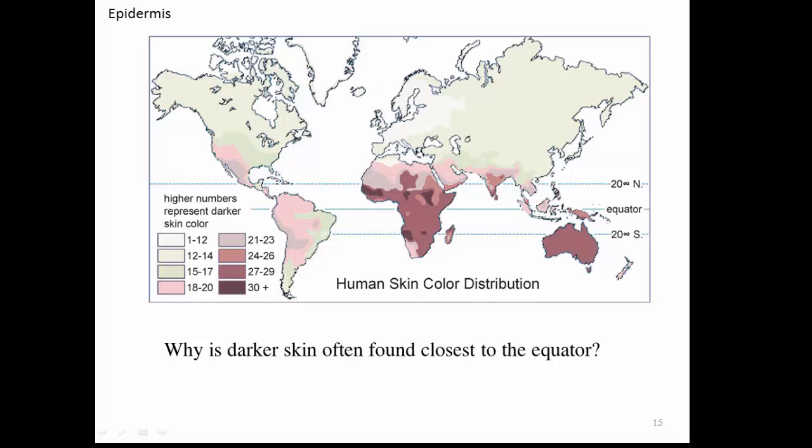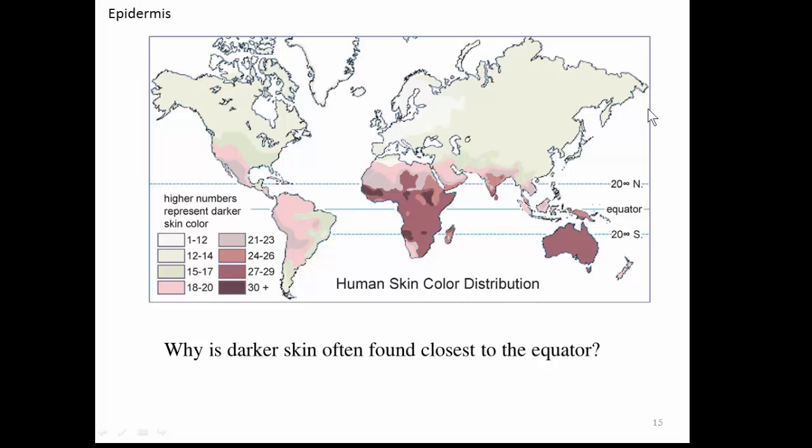So apparently we're having a little geography lesson here. I want to talk a little bit about human skin color and the distribution of skin color on our planet. Take a quick look at this map here. Take a look at the equator, which is right here. And then take a look at our key. The darker the color on the map, basically the darker the skin color of the individuals living in that area.